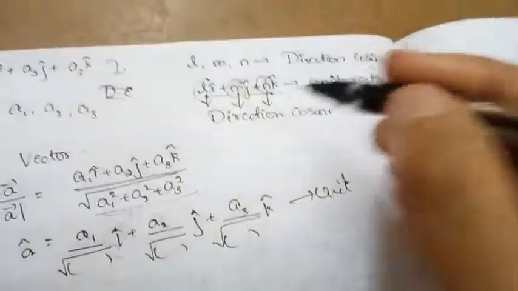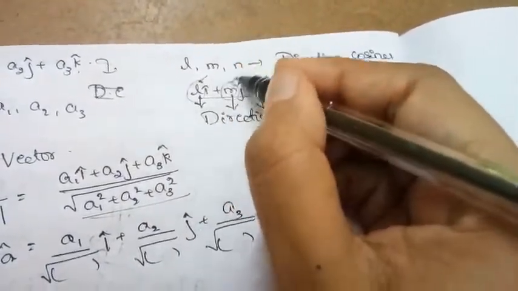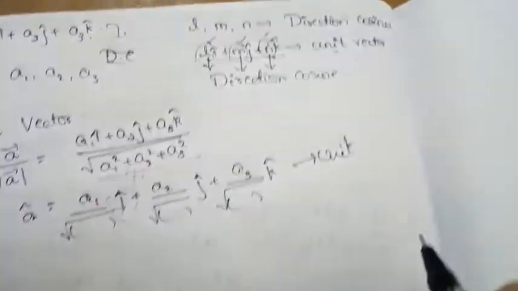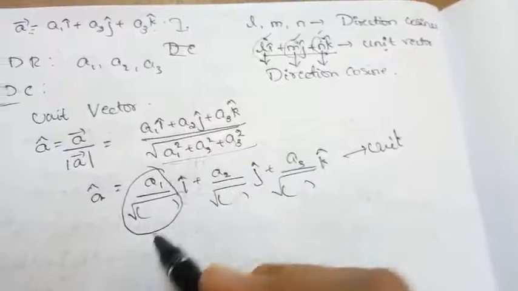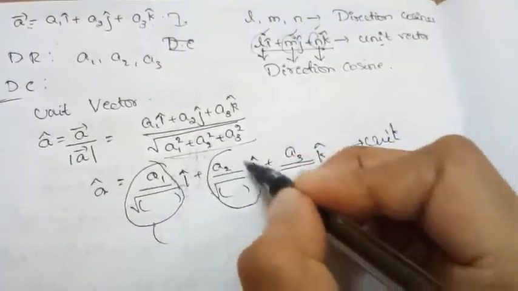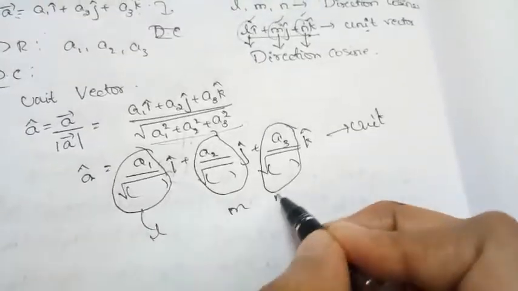So we have the relation, right? In the unit vector, the scalar components of the unit vector will be our direction cosines. Since they ask for the direction cosines, this is nothing but our L, M, N.